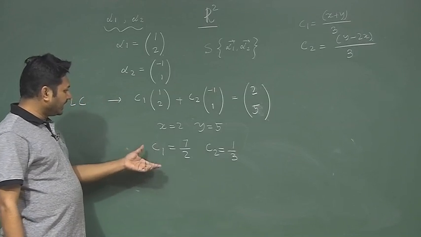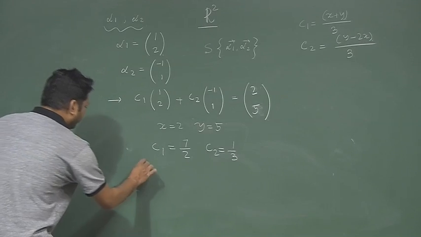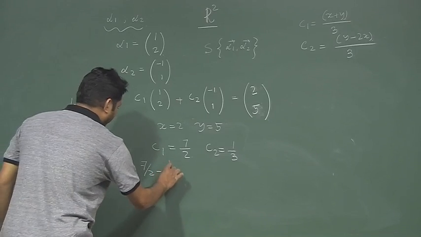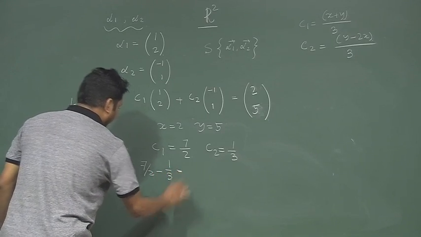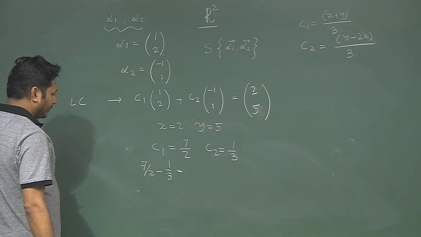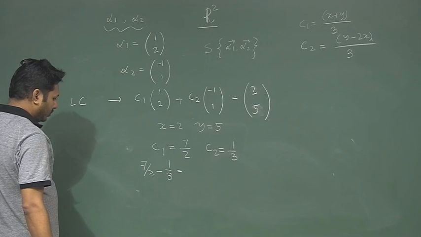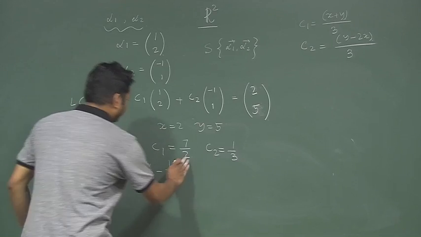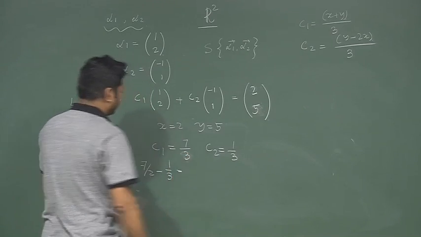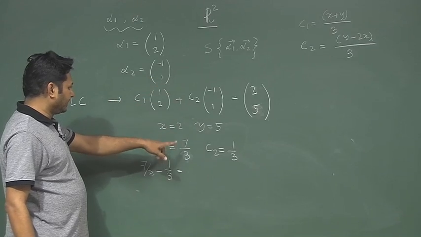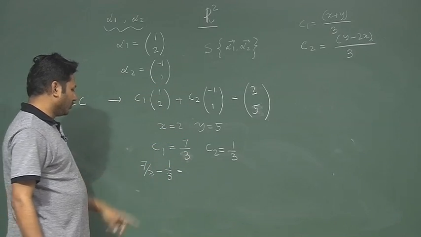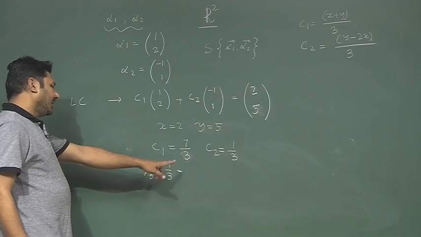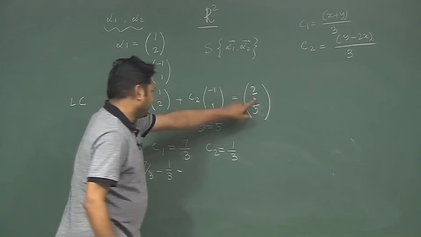Is this really correct? Cross verify. 7 by 3 minus 1 by 3, it should be... okay, no, 7 by 3, I was making a mistake. So this is x plus y divided by 3. So x is 2, y is 5, then it is coming 7 by 3. So 7 by 3 minus 1 by 3 is 6 by 3, it is 2.